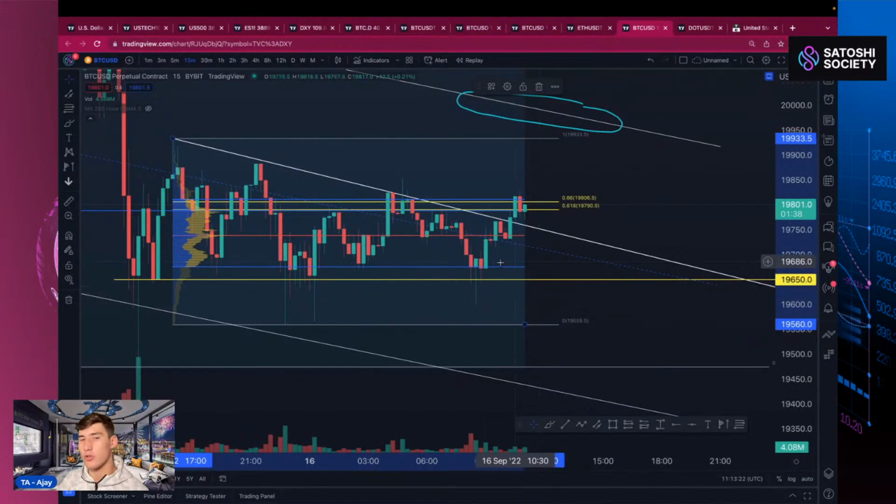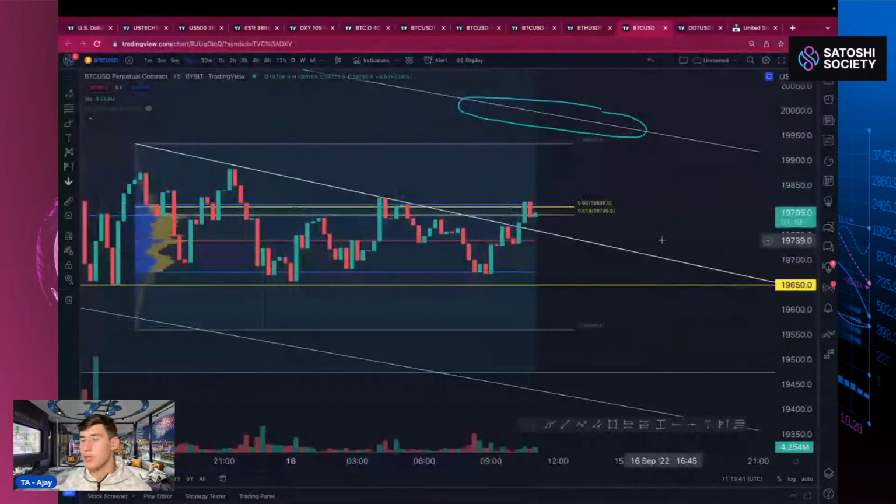Of course, I would have gone short if we broke towards the downside of this descending triangle here, which is where the support is sat at $19,650. And if we do get a confirmed fake out here, then that shorting opportunity is still there. But right now we are looking a little bit more bullish in the shorter term, just to make you aware, the shorter term, not the longer term.